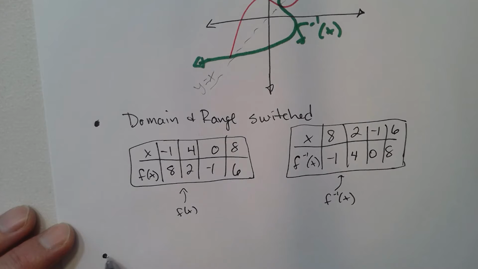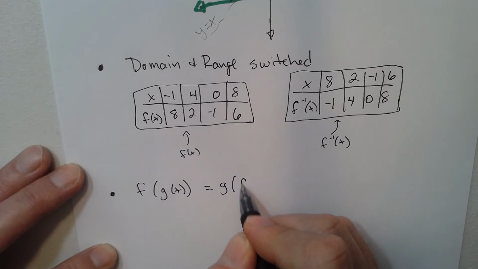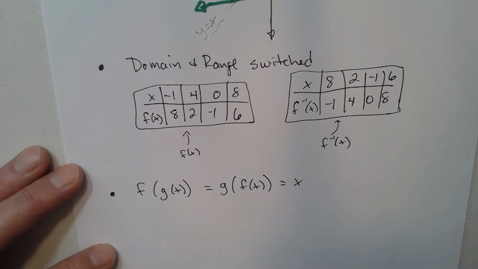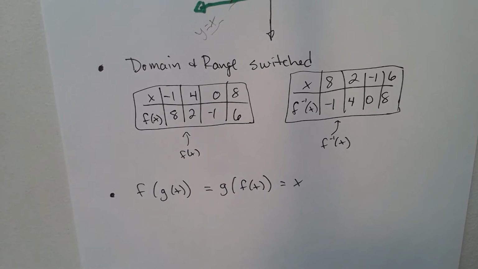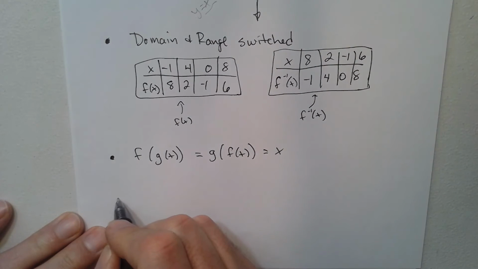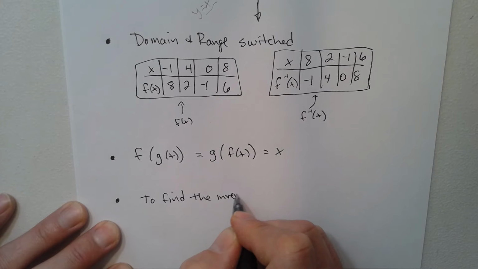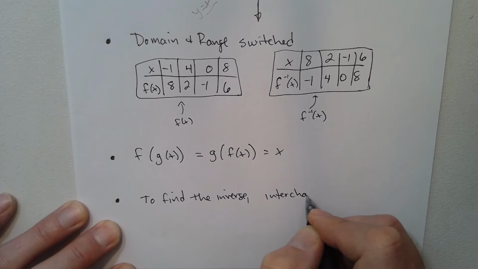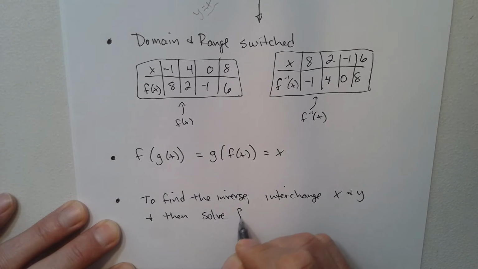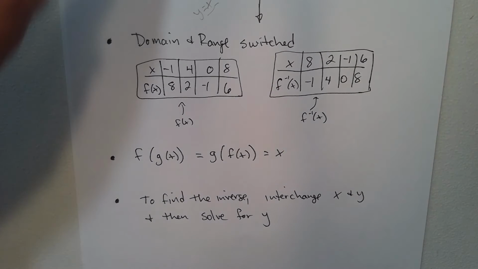Alright, another characteristic. f of g of x equals g of f of x, which both equal x. I'm going to come back to that one once we figure out how to find an inverse. There's only one more thing here. To find an inverse, interchange x and y, and then solve for y. Okay, so that's how we find the inverse, and I'm going to show you an example of finding an inverse here now.